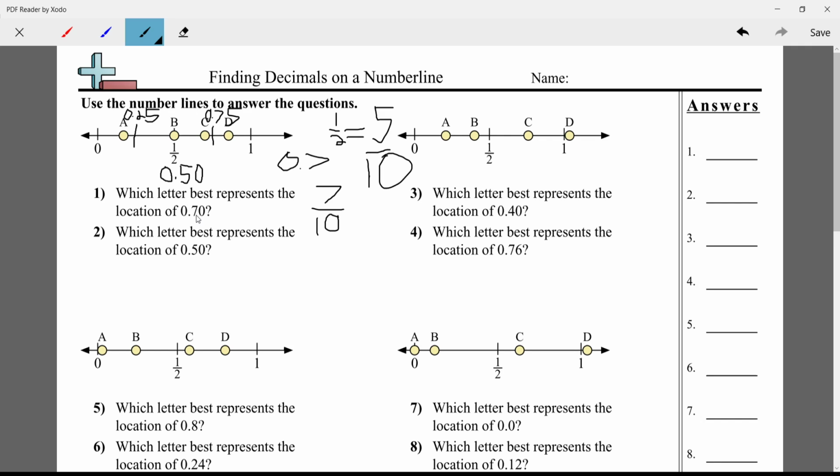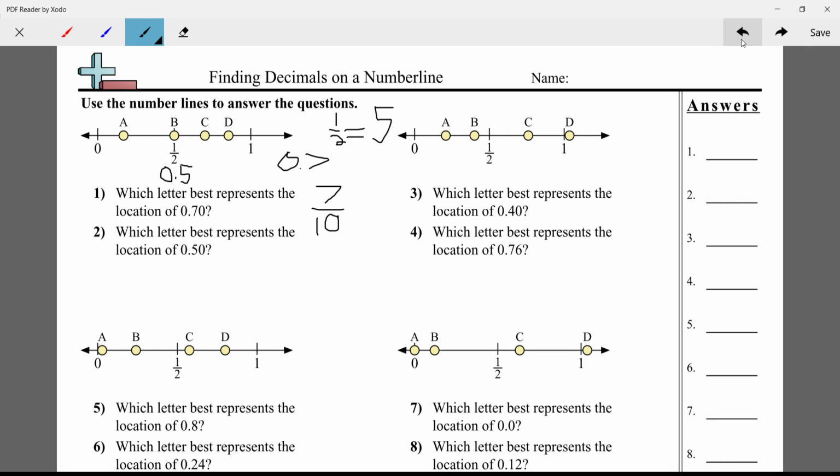So which one would be 71 hundredths? I would say the answer would be C. It would make the most sense that it would be here. D is way too close to 1. Okay, so the answer for 1 would be C, and the answer for 2 would be B.